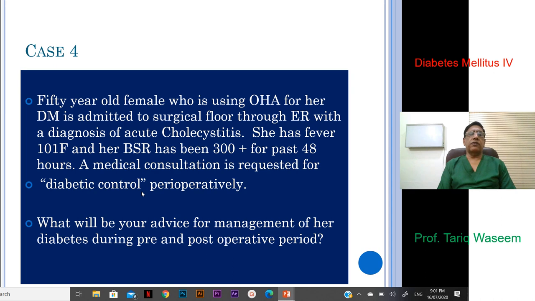Our fourth case is a 50-year-old female on oral hypoglycemic agents for her diabetes mellitus, who has been admitted on the surgical floor through the emergency department with a diagnosis of acute cholecystitis. She has been running a fever around 101. Her blood sugar has been around 300 plus, and for the past 48 hours she has been running this high-grade fever and pain in the right hypochondrium. A medical consultation was requested by the surgical department to control her diabetes perioperatively. Now, this is again an acute situation where the patient has to undergo surgery and her blood sugar is quite high. So what needs to be done in this patient?